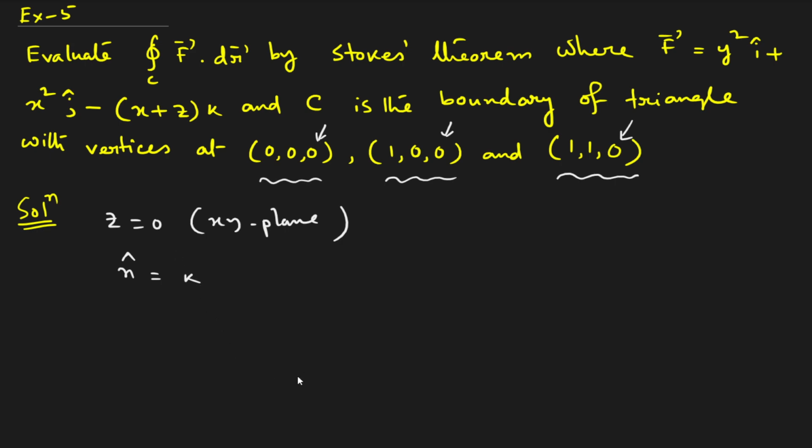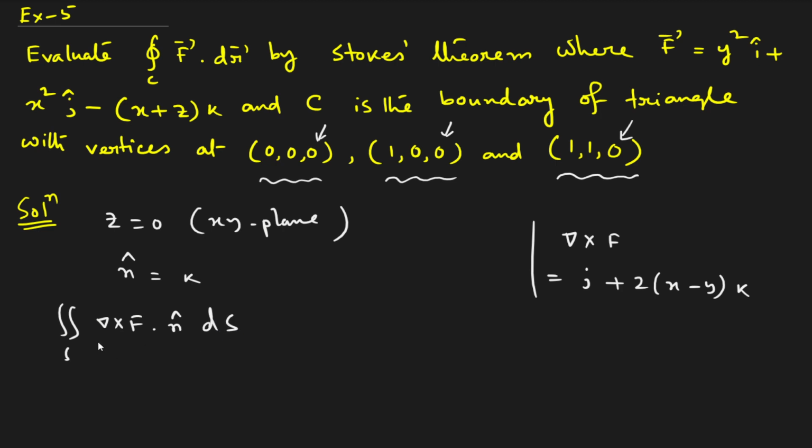Then for the remaining calculation, first you find nabla cross f. Here f has components y square, x square, and minus x plus z. If you do this, how much will you get? You will get j times 2 into x minus y, and then k cap. So this is nabla cross f. When you write the formula, double integration of nabla cross f dot n cap ds.